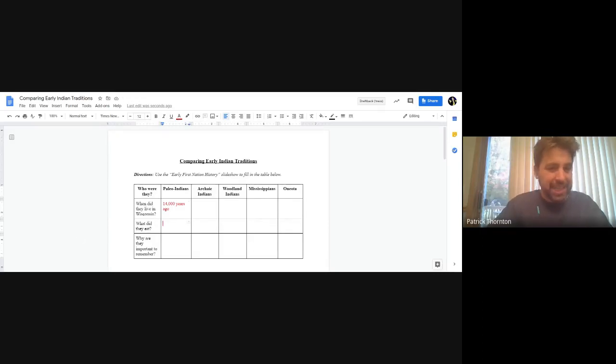Then we ask, what did they eat? We look at the slides and try to figure out what kind of food they ate. And then, what are some of the important things we want to remember about this group? We're just taking the information from the slides and putting it into this graphic organizer, and we're going to do it for each of the groups, answering those questions.